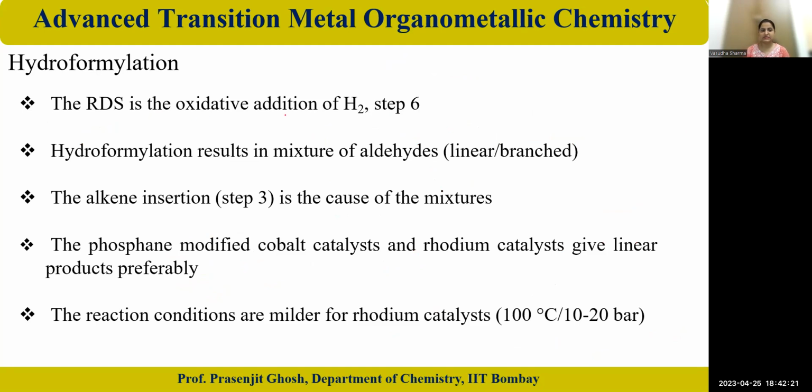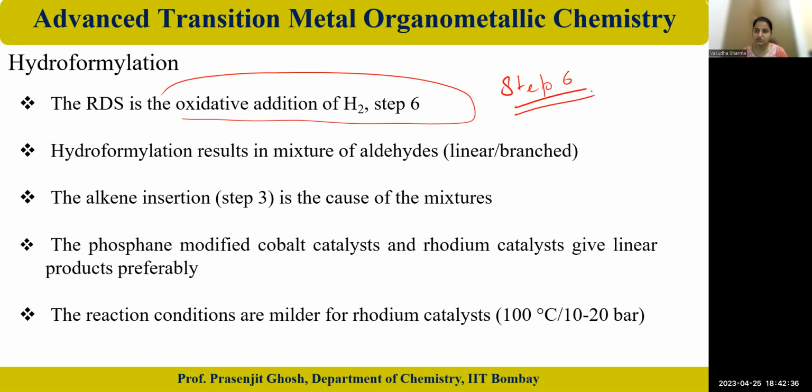So the rate determining step here is the oxidative addition of the H2. In other hydrogenation of the alkenes, you saw that alkene coordination or alkene insertion is the rate determining step. So here the step 6, which is having the H2 oxidative addition, that is your rate determining step. That means the slowest step.